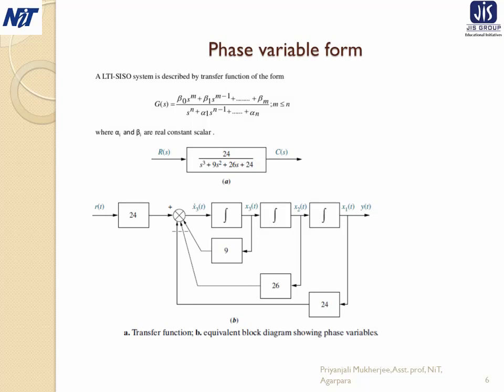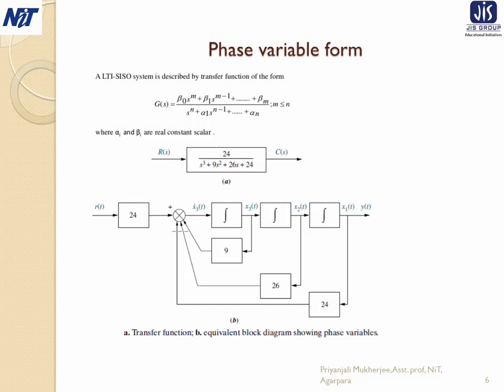If we consider this transfer function, then we can find out the phase variable form and the equivalent block diagram from the given phase variable form. Here we can see the transfer function C(s) divided by R(s) is equal to 24 divided by s cubed plus 9s squared plus 26s plus 24. Now the highest power of this denominator is 3. That indicates this is a third order system and there will be 3 state variables as well as 3 integrators.